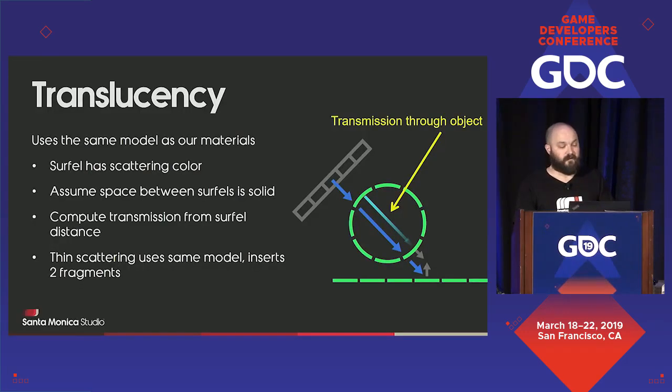Okay, so we try to support the same translucency model we have for our materials. Again, credit to Bart. So basically, we also add to the circles the translucency color, or the scattering color, and we behave as though the space between the circles is solid medium, and we calculate the propagation or transmission through that. And thin scattering, we do the same thing. The circles are just closer together, and then there's a bit of hackery in there so that they always sort in the proper order, regardless of the ray direction.